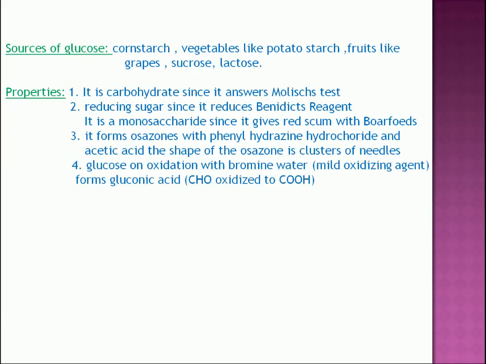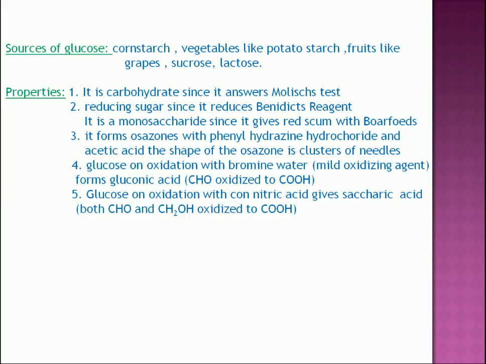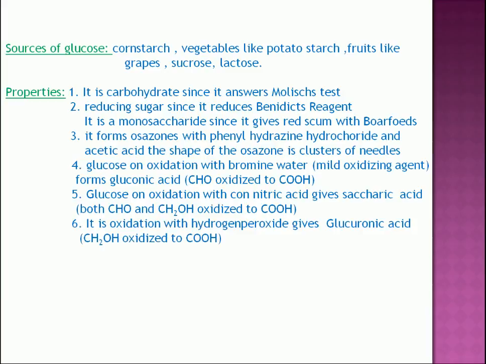Glucose on oxidation with bromine water, a mild oxidizing agent, forms gluconic acid: CHO is oxidized to COOH. Glucose on oxidation with concentrated nitric acid gives saccharic acid: both CHO and CH2OH are oxidized to COOH. On oxidation with hydrogen peroxide it gives glucuronic acid, that is, the sixth carbon CH2OH is oxidized to COOH.